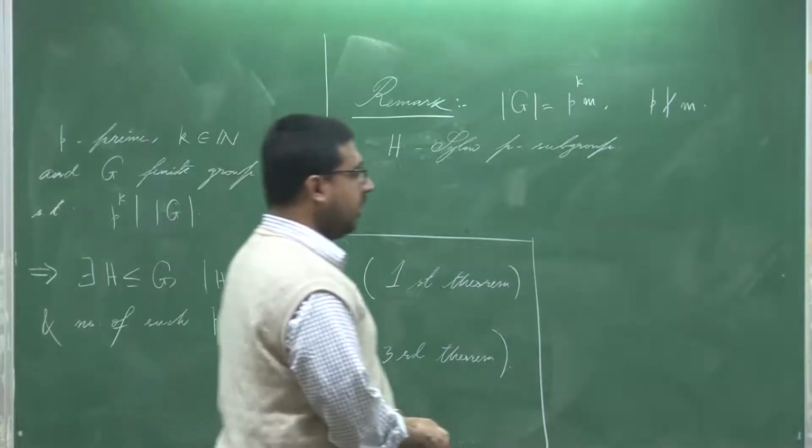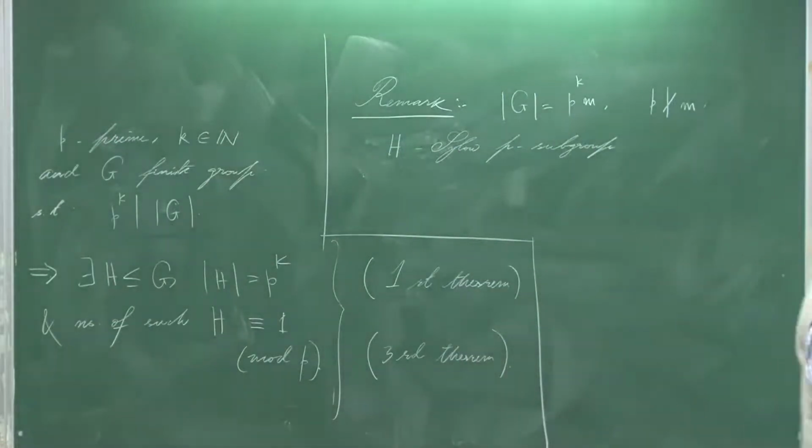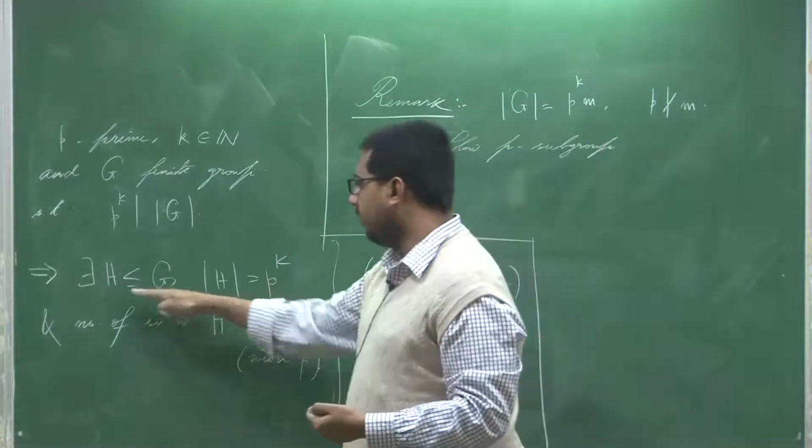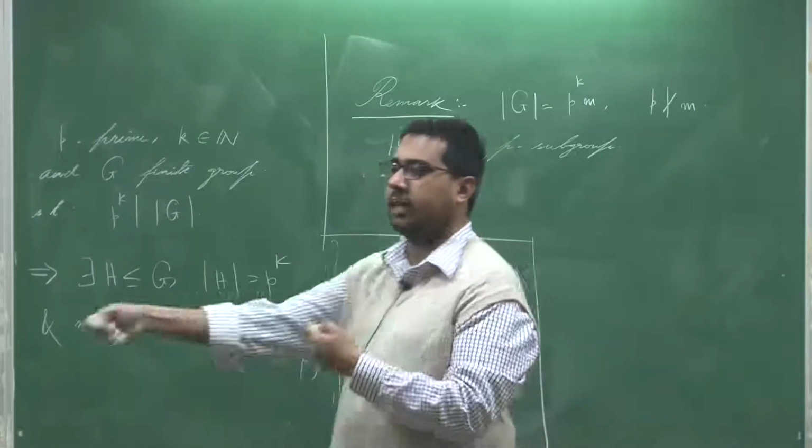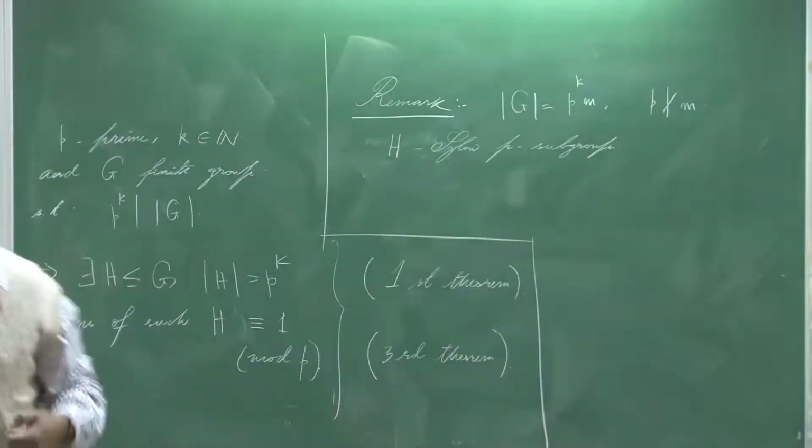So, in view of this terminology we can restate the second theorem in this way: any two Sylow p-subgroups will be conjugate to each other. The first theorem says that there is indeed a Sylow p-subgroup, and the third theorem says that the number of Sylow p-subgroups is congruent to 1 modulo p.